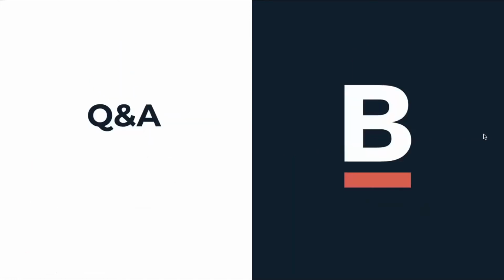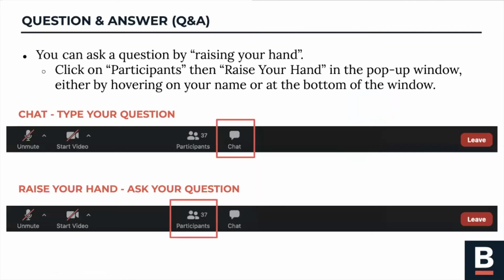All right. So with that, we will move into our Q&A session. And Allison, if you can go to the next slide real quick, just to remind everyone. You can either chat and type your question into the chat box, which the icon is at the bottom of your page, or right next to it on the left. You can also click on participants and raise your hand in the pop-up window by either hovering on your name or at the bottom of your window to unmute and ask your question. We'll give everyone a minute.